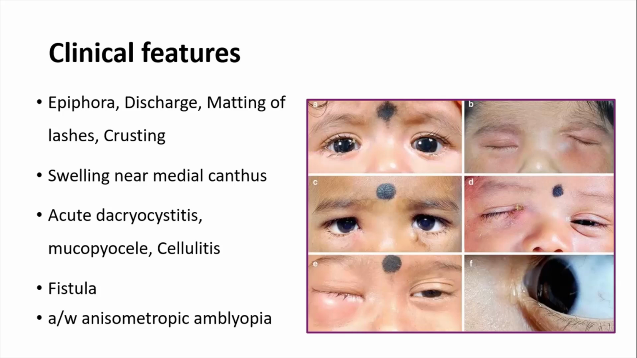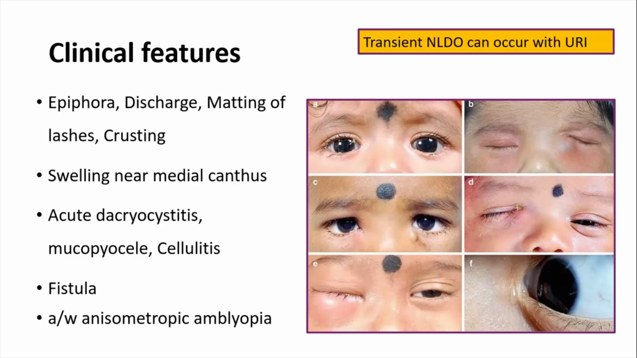If there is a fistula, you can see discharge or watering from the fistula. Some studies have shown that where the nasolacrimal duct obstruction is unilateral, it can be associated with refractive errors and also anisometropic amblyopia in that eye. In some children, it can be a transient phenomenon, usually seen when the child has an upper respiratory tract infection. Usually once we treat the URI, the watering and epiphora also subside.